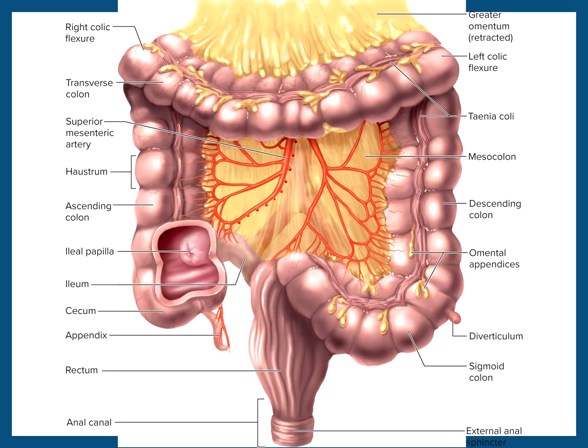So here we have this diagram again, and you can look at that taenia coli, that longitudinal muscle layer that is now very, very thin. And when it contracts, it's going to pull. It's going to pull on the intestines, and it's going to kind of bunch it up like that accordion, and it's going to fill up these haustra.